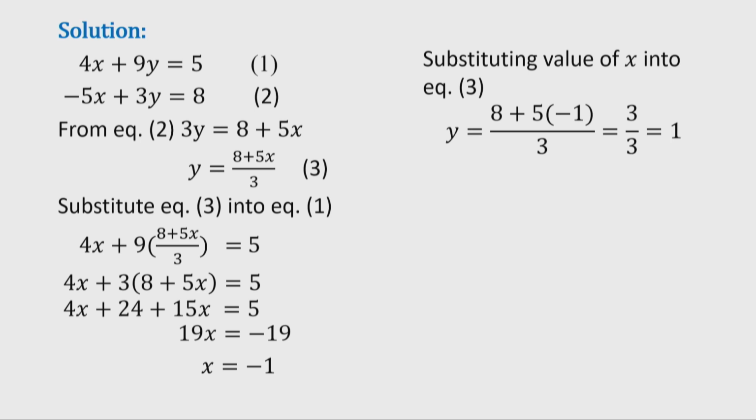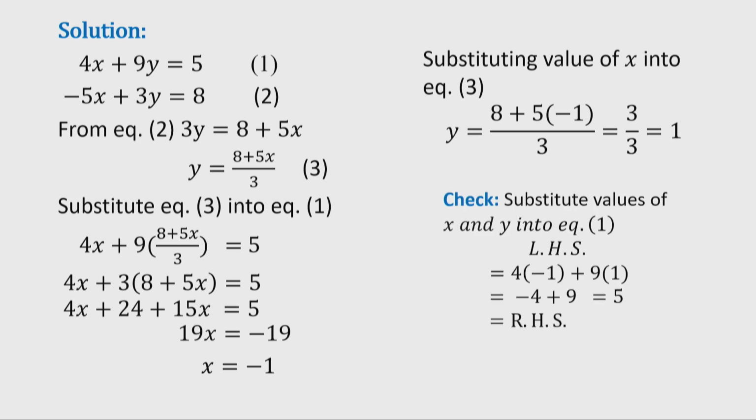So we will now check if our answers are correct. We substitute the values of x and y into equation 1. So the left-hand side is 4x plus 9y. I replace x by minus 1 and y by 1, which gives me minus 4 plus 9 equal to 5, which is equal to the right-hand side. So our answers are correct.